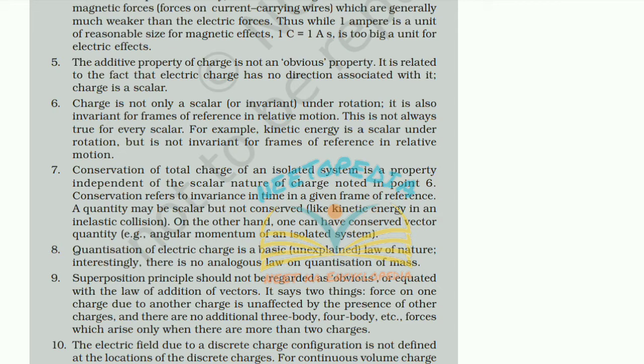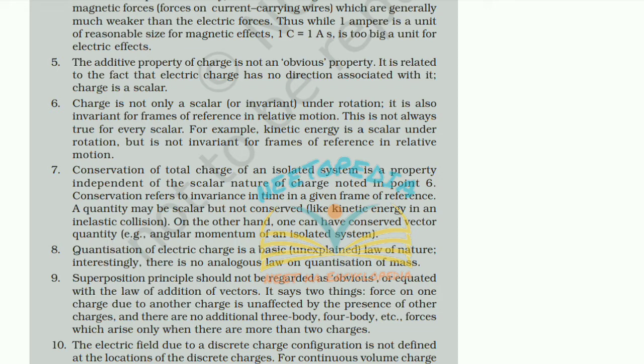Number 7. Conservation of total charge of an isolated system is a property independent of the scalar nature of charge, noted in point 6. Conservation refers to invariance in time in a given frame of reference. A quantity may be scalar but not conserved, like kinetic energy in an inelastic collision. On the other hand, one can have a conserved vector quantity, for example, angular momentum in an isolated system.